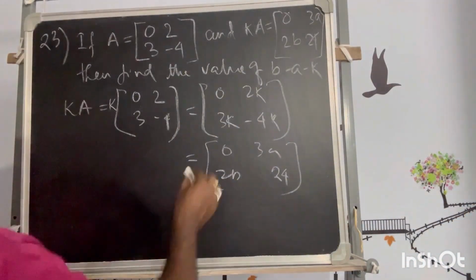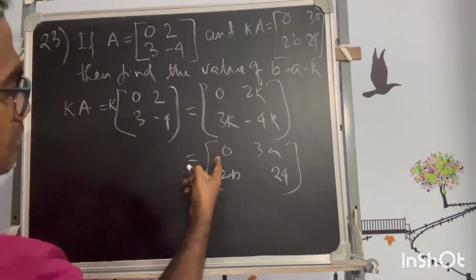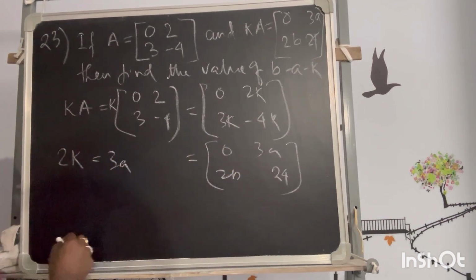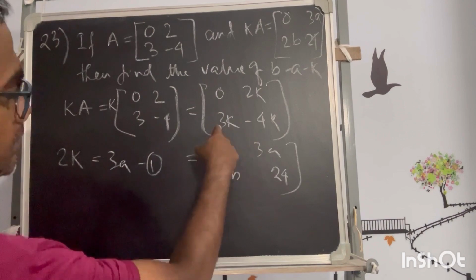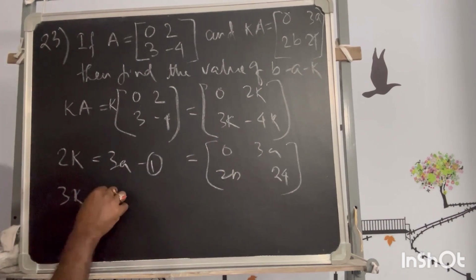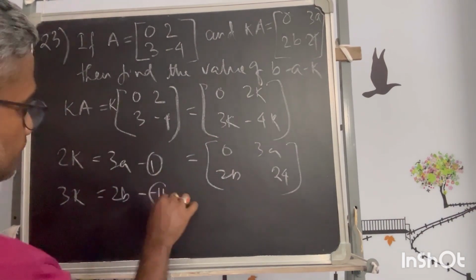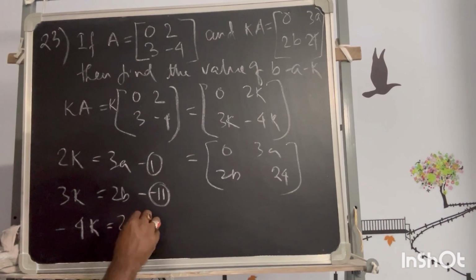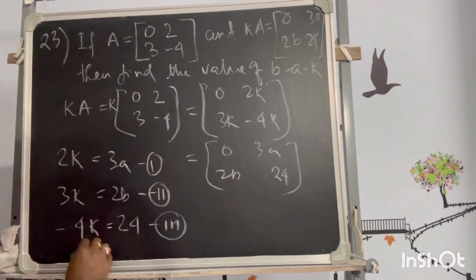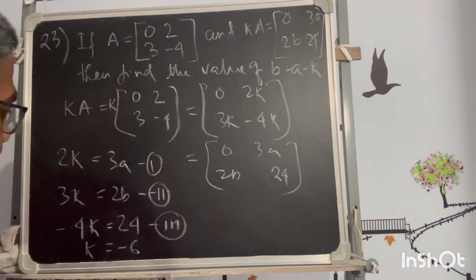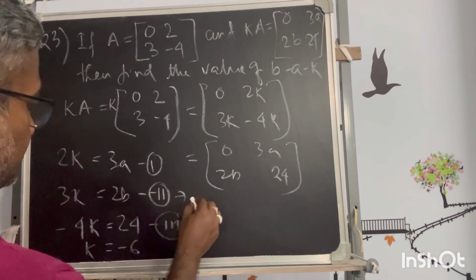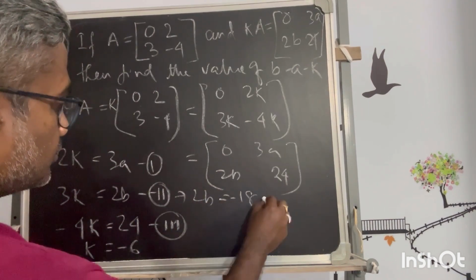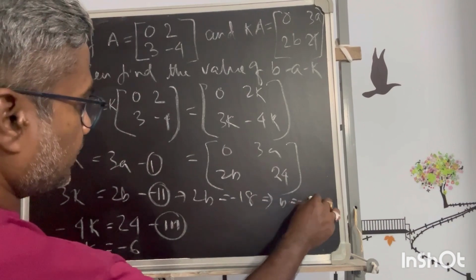Yes, 24. Now as these matrices are the same, 0 will be anyhow 0, and 2k equalized is equal to 3a. This is one equation. The second equation is 3k is equal to 2b. This is another equation. And minus 4k is equal to 24. This is the third equation. So from the third equation we get the value of k is equal to minus 6. So if we put it here, 2b is equal to minus 6 minus 18, so your b will be minus 9.